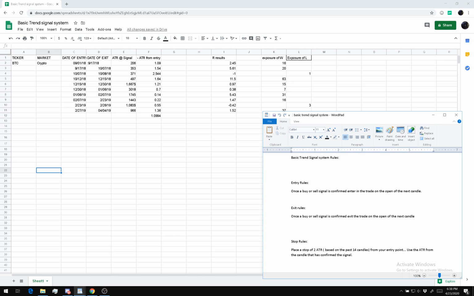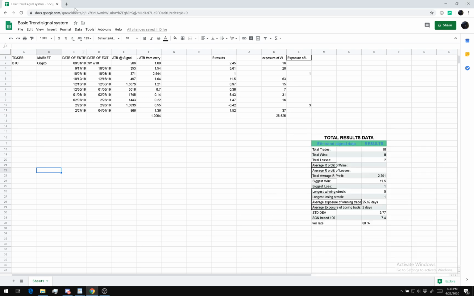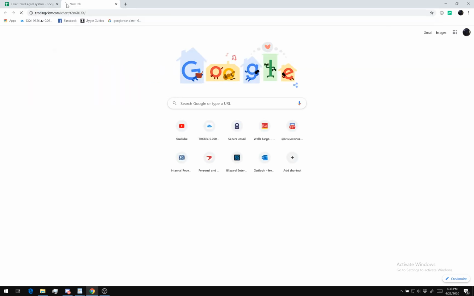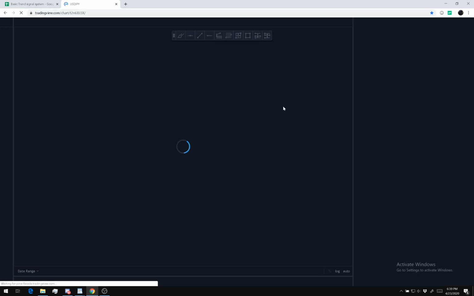And then the stop rule was to place a stop of 2 ATR from your entry point. Use the ATR from the candle that has confirmed the signal. So wherever the signal was confirmed, whatever the ATR was at that point, you use a 2 ATR stop from the signal. So we'll just do a quick example.